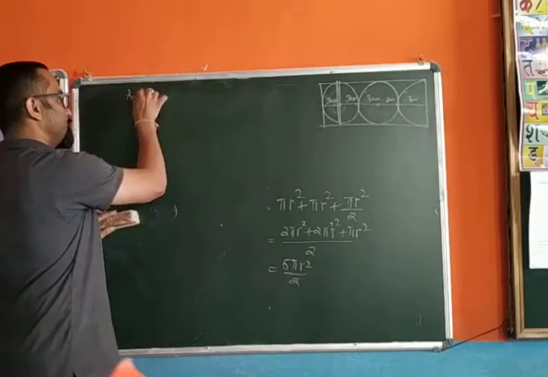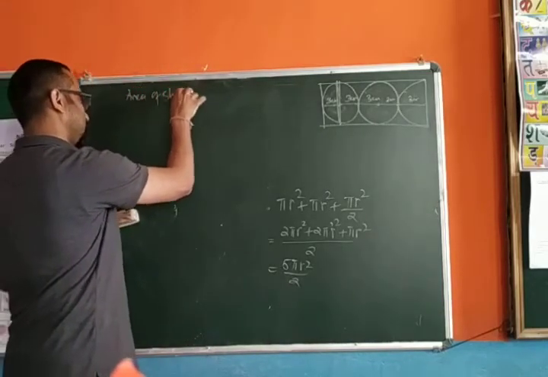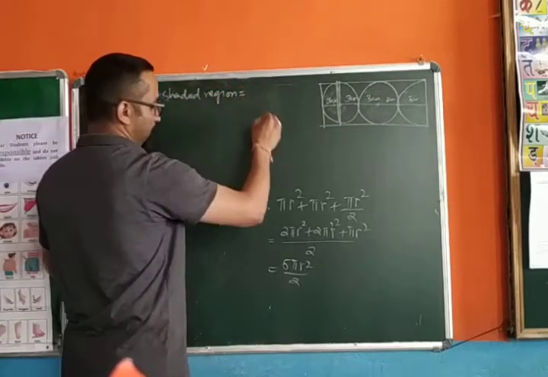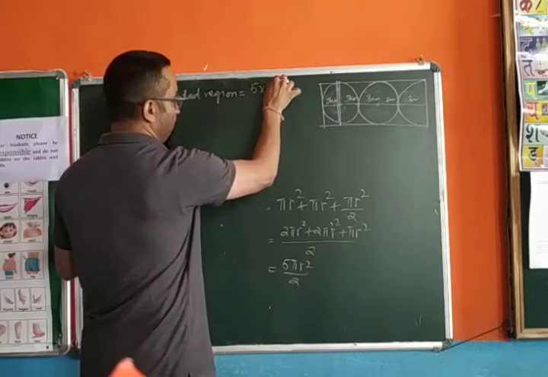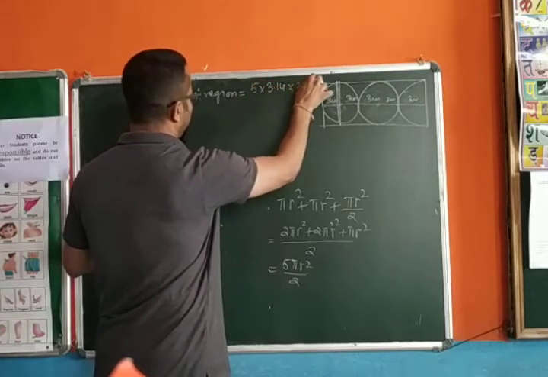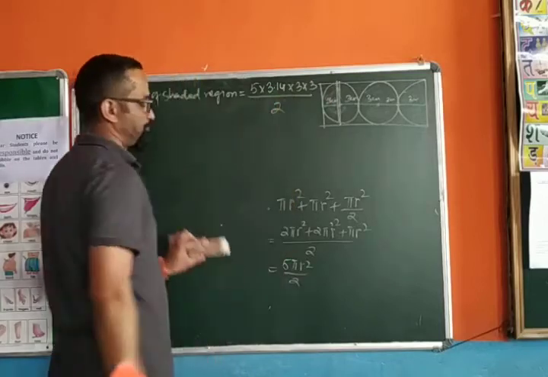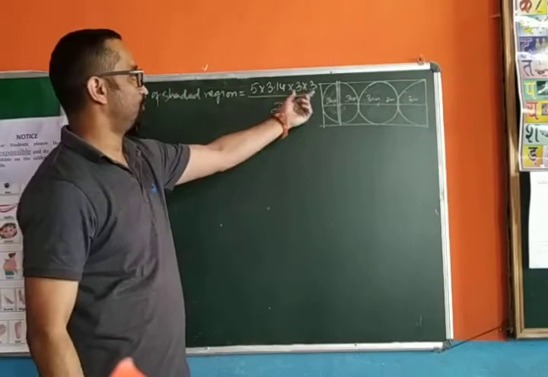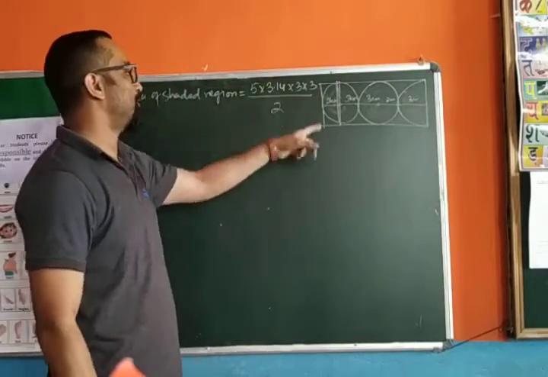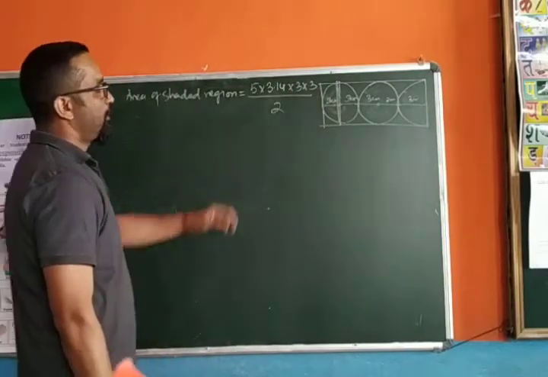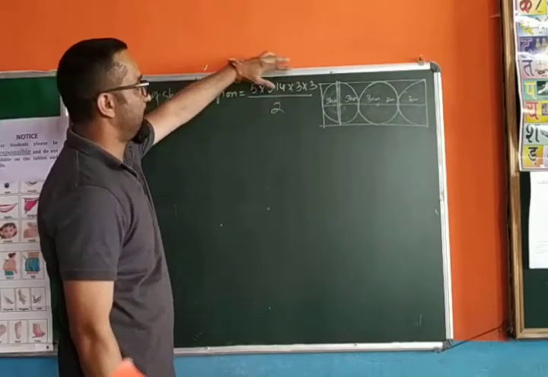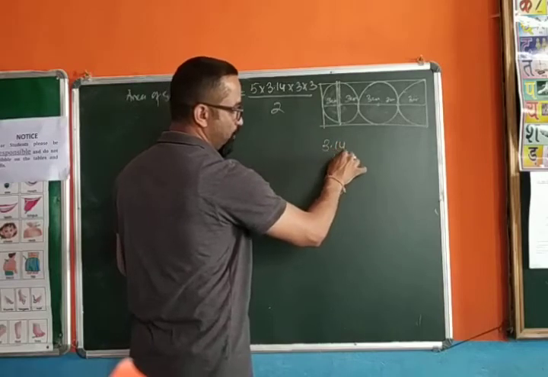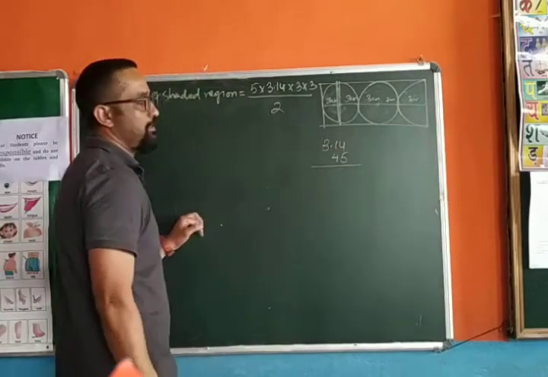Area of the shaded region. It is 5 into 3.14 into 3 into 3 divided by 2. Radius is given, which is equal to 3. Since the formula has squared, we multiply 2 times. 3 multiplied by 3 is 9. 9 into 5 is 45. 3.14 multiplied by 45. Multiply this.